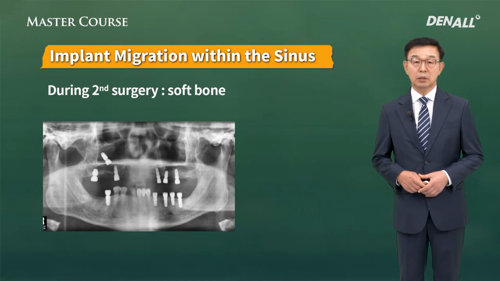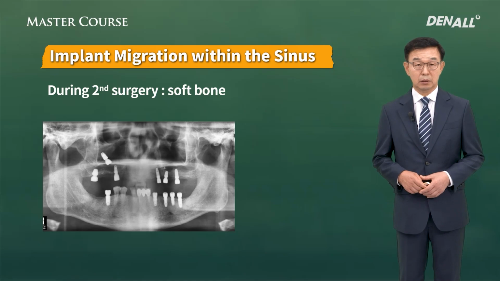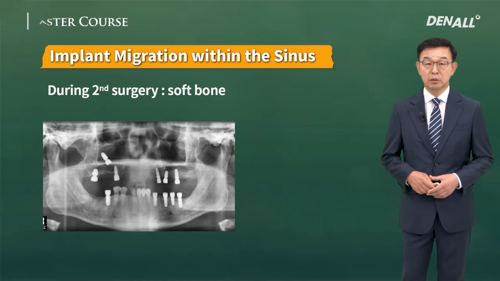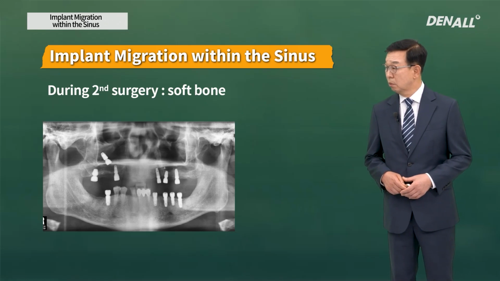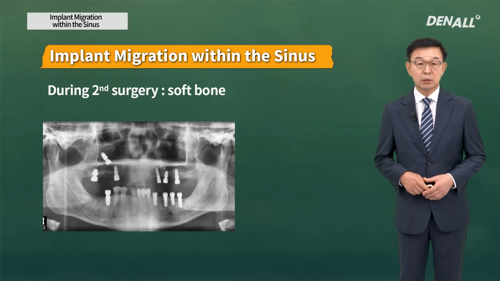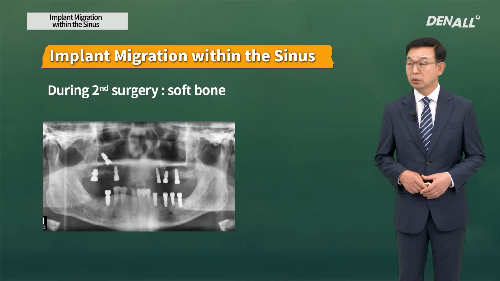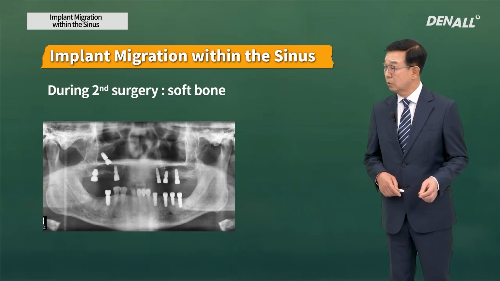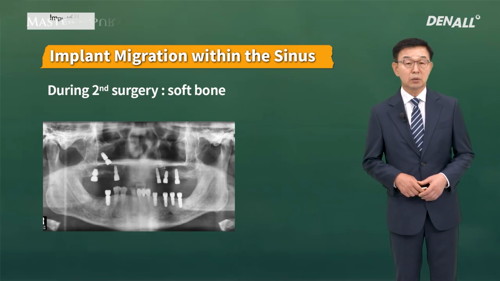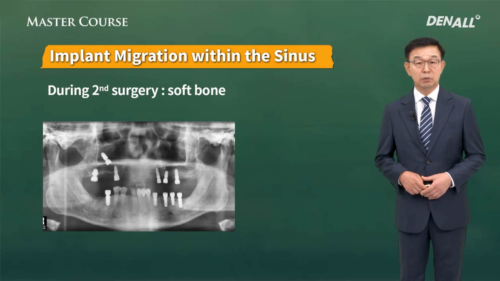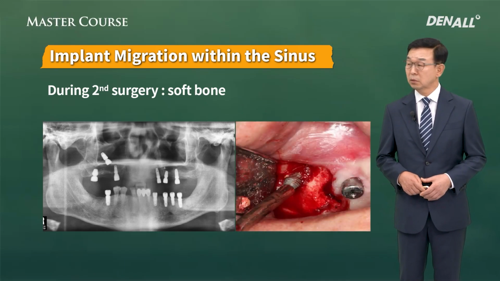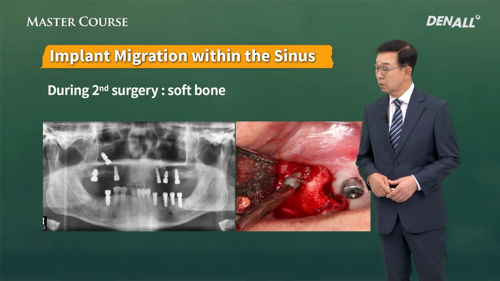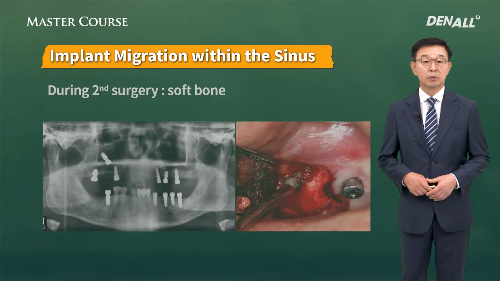In this case, the implant migrated into the sinus during secondary surgery. Crestal approach was done and an attempt was made to place the implant. However, the bone was very soft and crestal approach was not done properly. As the healing abutment was connected, the implant migrated into the sinus and the patient came to my dental clinic. In the end, lateral window approach was taken to remove the implant.